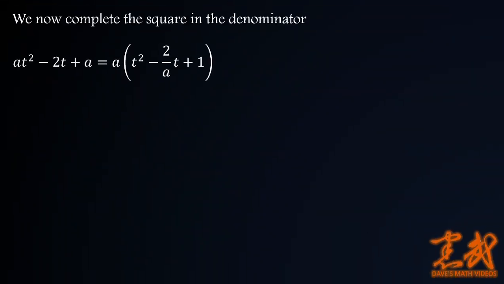One way to solve this integral is to complete the square in the denominator. We will begin by first factoring out an a from the expression a t squared minus 2t plus a to give us a times the quantity t squared minus 2 over a times t plus 1. Completing the square by this technique gives us a times t squared minus 2 over a t plus 1 over a squared minus 1 over a squared plus 1.